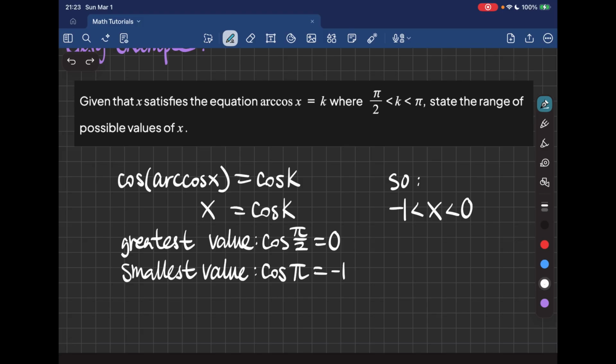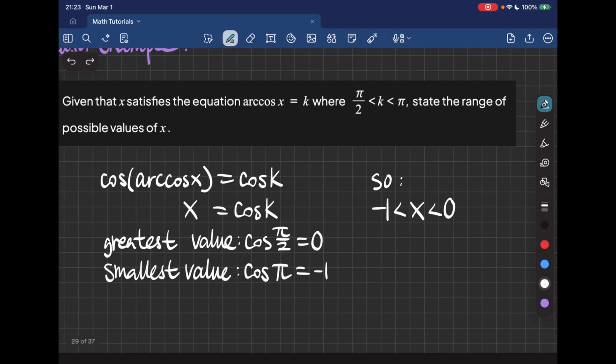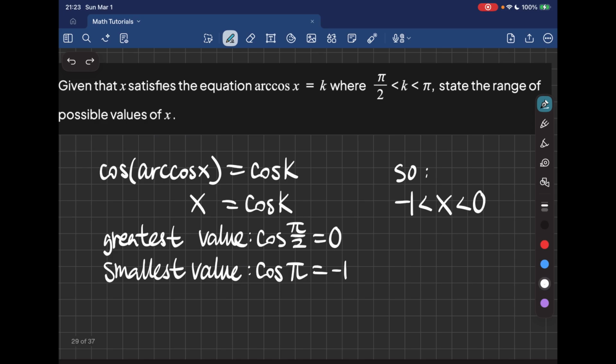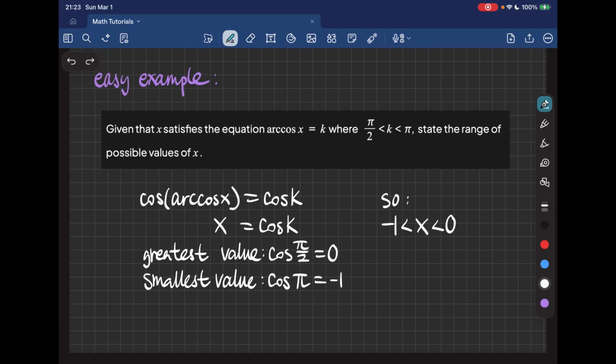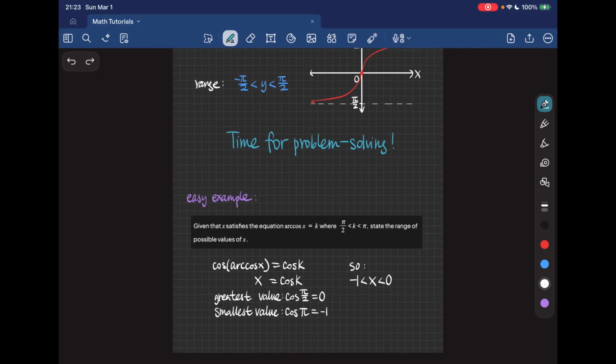So let's look at the greatest value. So we know that by substituting pi over 2 into cosine, we have 0, and then by substituting pi in there, we can get cosine pi equals -1. So these are the extreme values for x, so x must be between -1 and 0, non-inclusive.